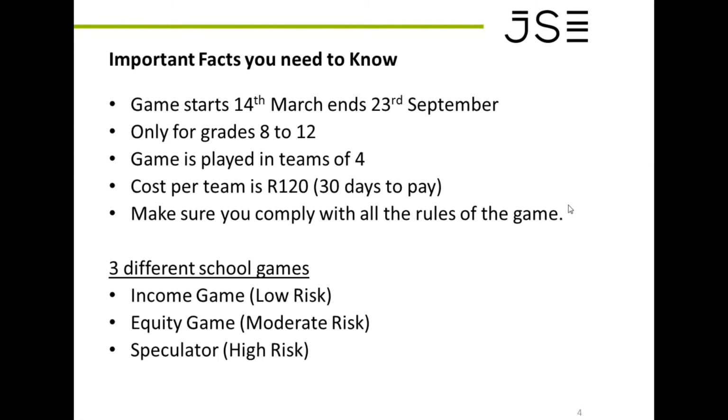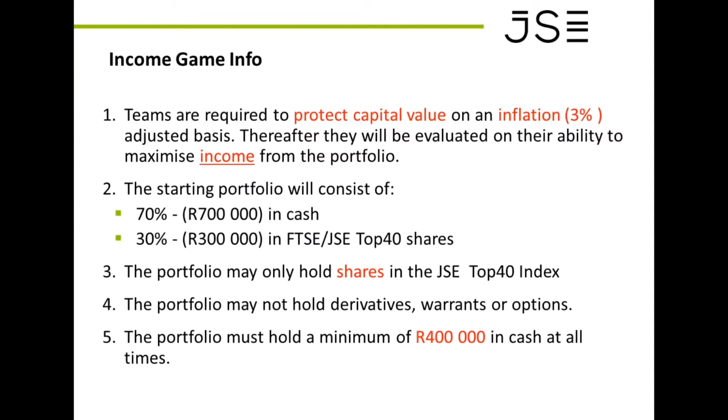Now today's presentation is about the 3 different games: the income game, the equity game, and the speculator game. I just want to try and highlight the differences and to make sure that you understand the game that you're participating in. In the income game, the teams are required to protect the capital value on an inflation adjusted basis, and that is 3%. Thereafter, they will be evaluated on their ability to maximize the income from the portfolio. And I'm going to explain this in more detail in the next slide.